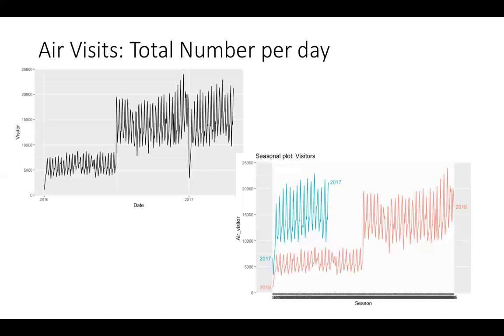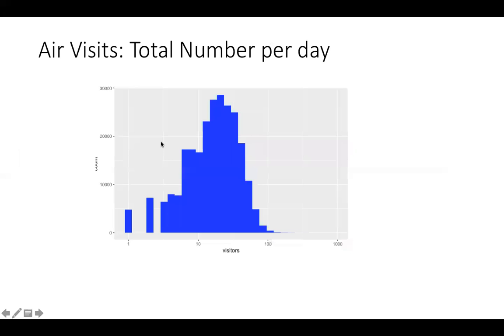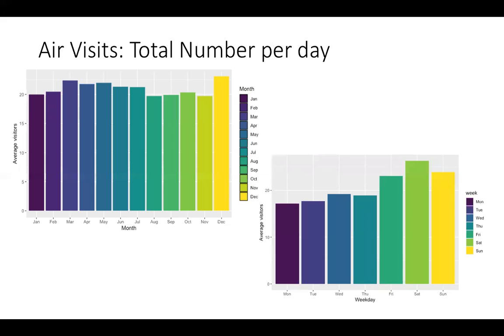First, looking at the total number of visits per day, we see there is a jump from June 2016. There's also seasonality to the data set. This is a histogram using the log function. It is normally distributed. Looking at the visits by month and by week, this is the average visit. We can see more visits in December and March. For weekly data, there are more visits on Friday, Saturday, and Sunday, as expected.